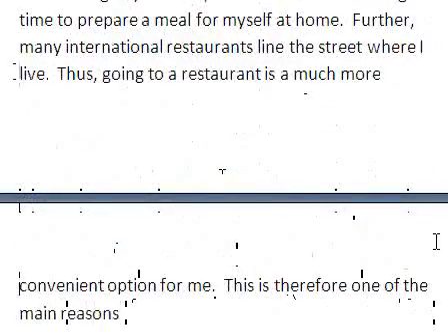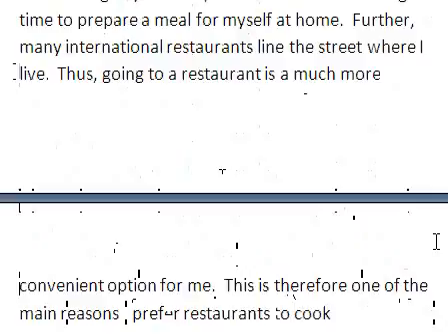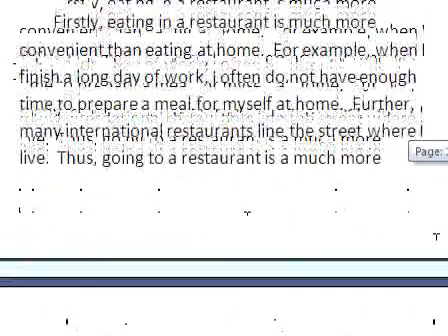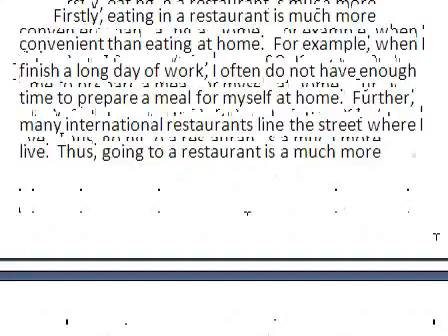Okay, and then finally the last sentence, all it's doing is linking this whole paragraph to the idea of the topic. So we would say something like, this is therefore one of the main reasons I prefer restaurants to cooking at home. Okay, so when we look at this last sentence, we're linking it directly to our thesis, which is basically that we like restaurants better than cooking at home. That's what we like to do better.